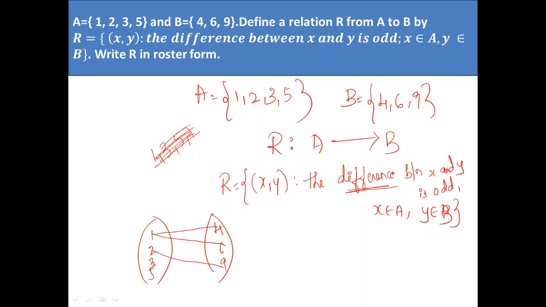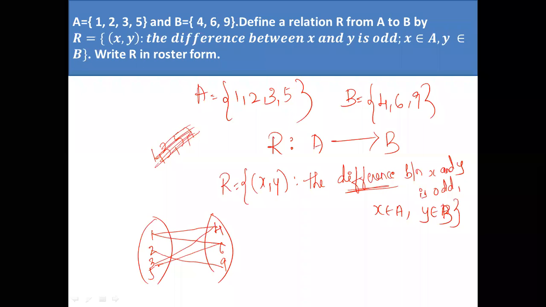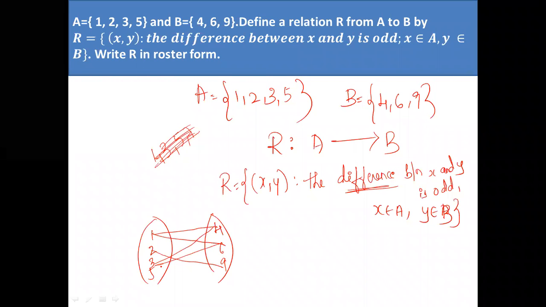Okay, then go to 3. What is 3 minus 4? 3 minus 4 is minus 1, which is an odd number, so you can include that. Okay, 3 minus 6. 3 minus 6 is, sorry, minus 3. It is an odd number, so you can include it. 3 minus 9 should be quick. 3 minus 9 is minus 6. Okay, you cannot include it because 6 is an even number.